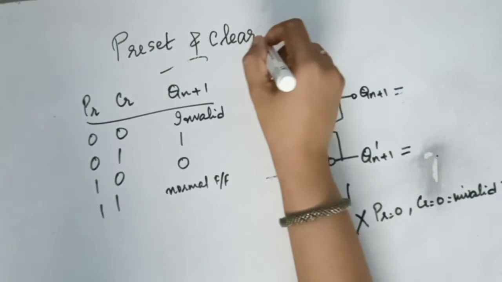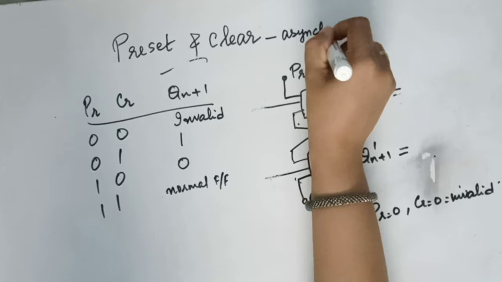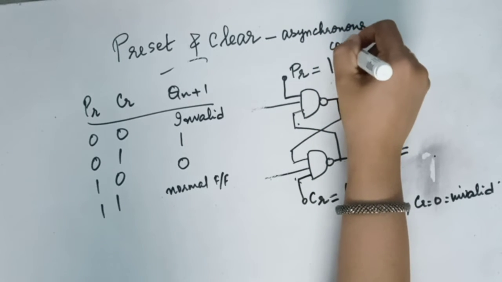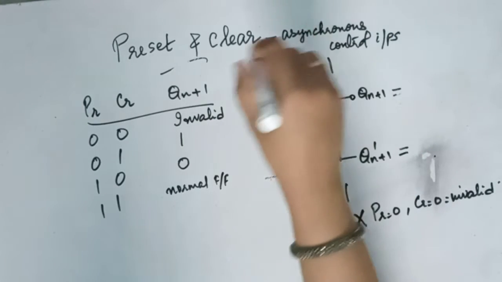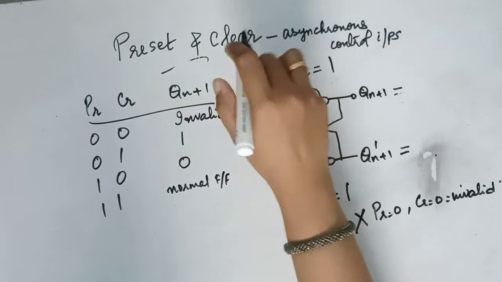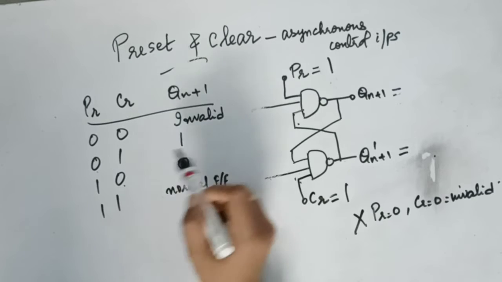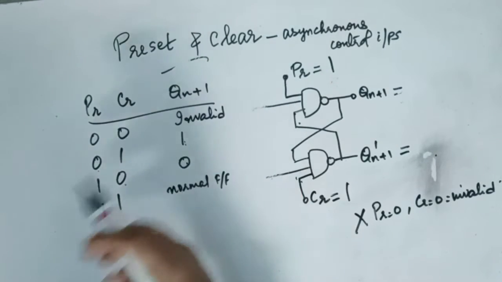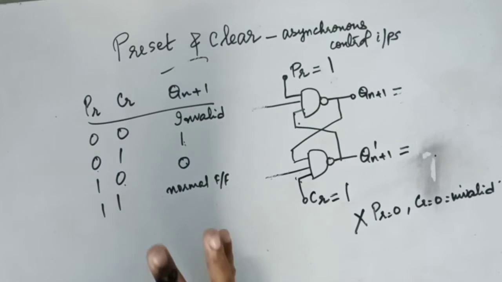So this preset and clear are called asynchronous control inputs in a flip-flop. Why do you call it asynchronous? Because it does not depend on the clock. At any instant of time, if you give preset 0 or clear 0, the output will change to 1 or 0, irrespective of what your inputs are, irrespective of what your clock is.